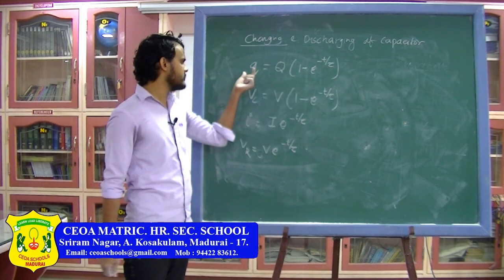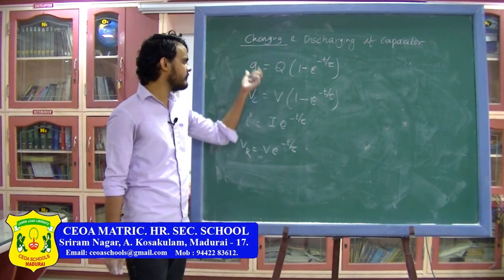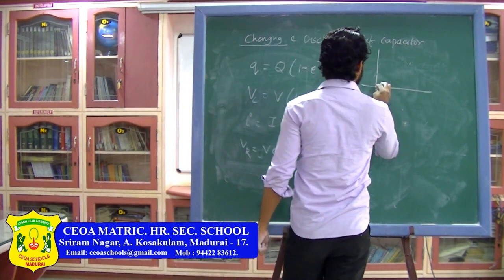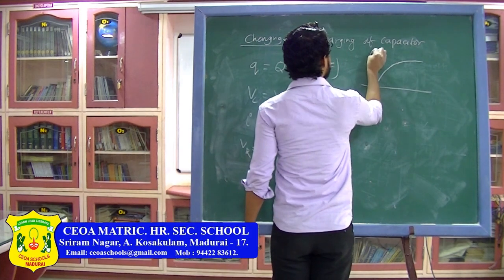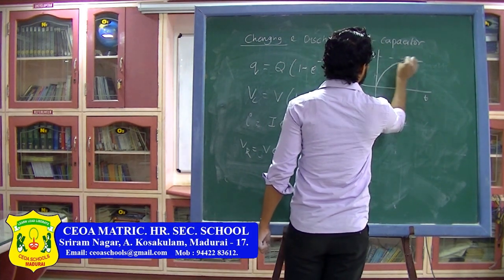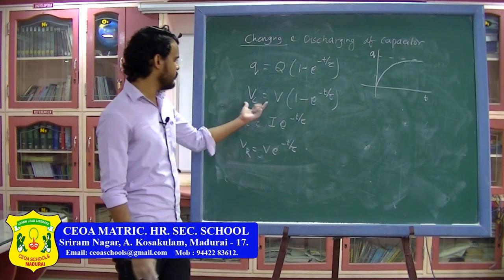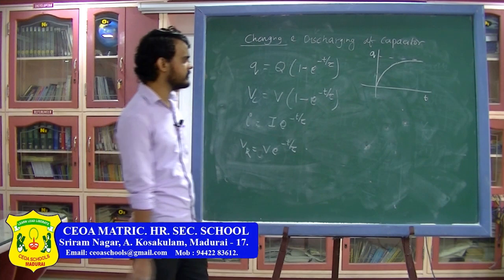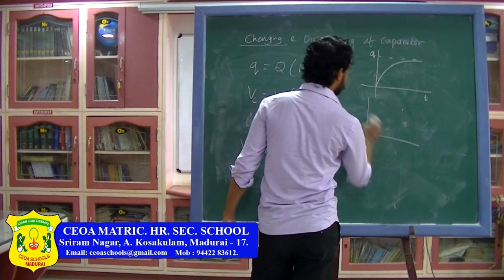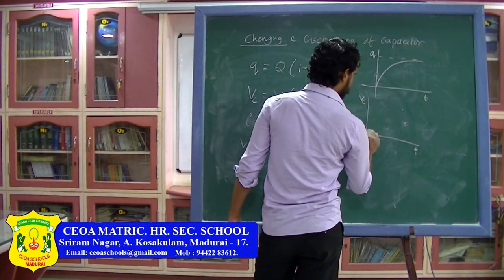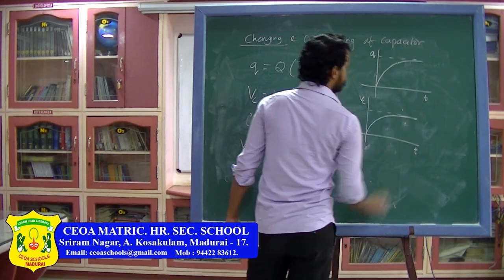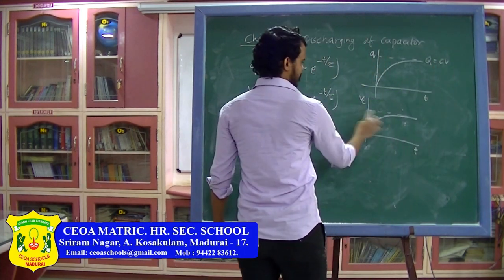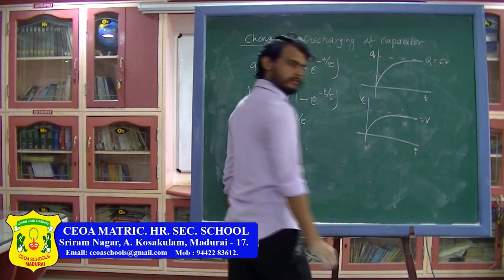Now you know the relationship between charge and time. You can draw the graph of charge versus time. So if you draw the graph of charge versus time, the graph will look like this. Here this is the charge on the capacitor and this is the time. Similarly, you can draw the graph of voltage across the capacitor. So voltage across the capacitor will also look like this. Here the maximum value of the charge will be Q, which is equal to CV. Here the maximum potential across the capacitor will be V.